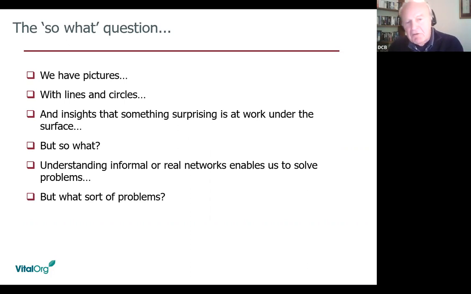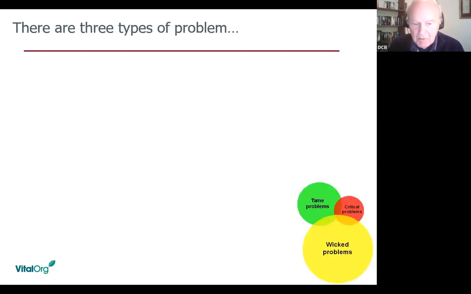The issue about informal or real networks is once we get a handle on what they are like and what's actually happening, it does enable us to solve problems. And that's particularly true when we put in a should-be link, because here we're asking people to design their own informal organization and how they think it really should be operating. But what sort of problems?